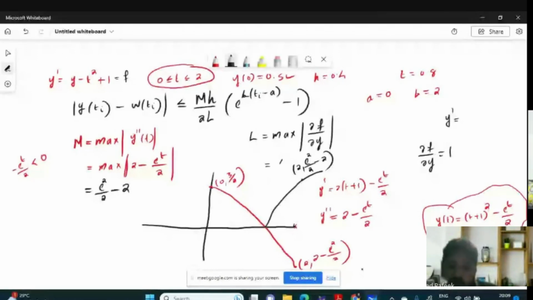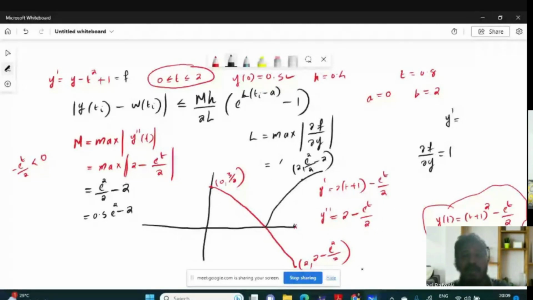So you just plot it here. Here it is negative, so positive you will come: negative of 2 minus e square by 2. That means e square by 2 minus 2, since this is a negative value. We know e is 2.7 something. So positive of that, e square by 2 minus 2, that is M. That means 0.5 e square minus 2. Now you can find the error bound.